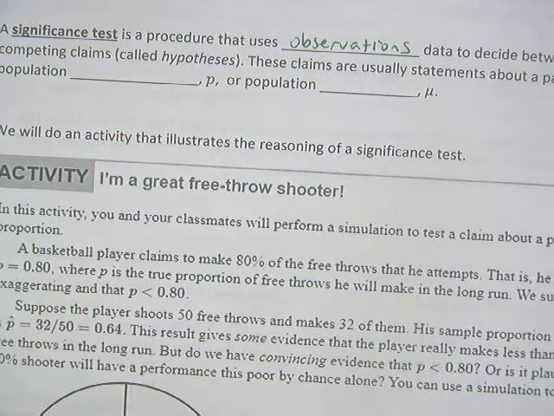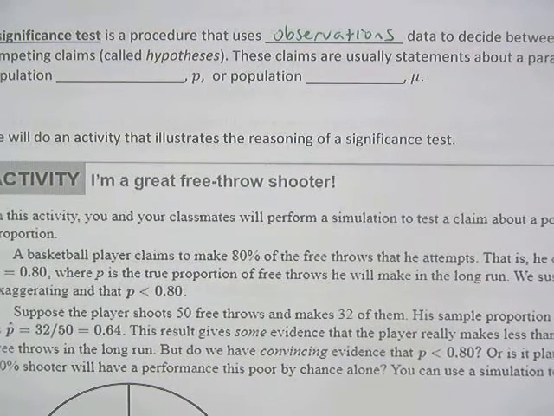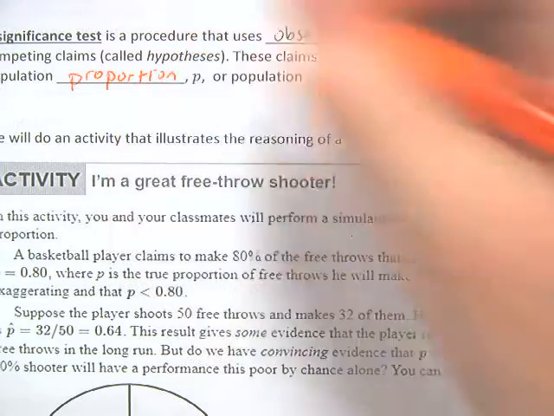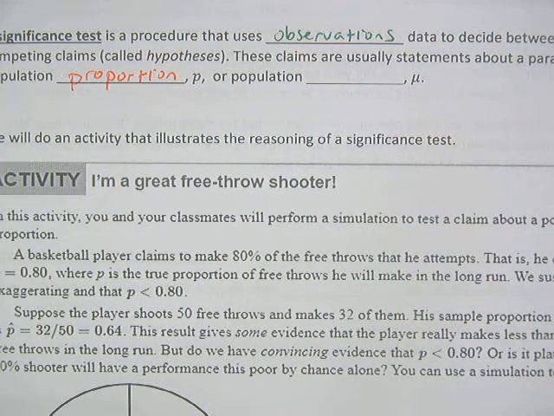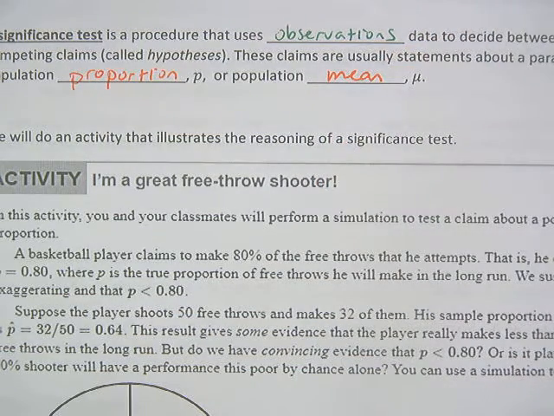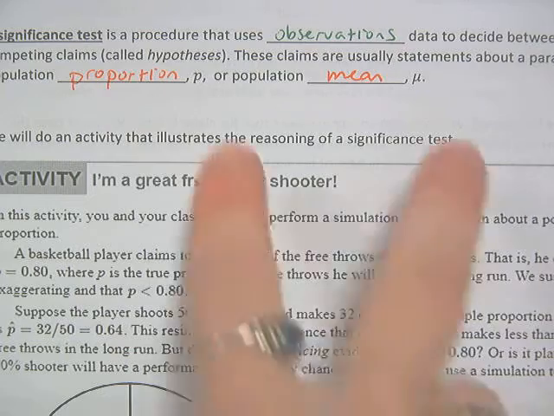So there will be two hypotheses for each question. These claims are usually statements about a parameter. Just like chapter 8, your little pink sheet had a whole dotted box about P, which is the population proportion, and then a whole separate dotted box with formulas for population mean. That's exactly how this chapter will be split up as well. We're going to talk about things dealing with population proportion, and then the latter half of the chapter will be population mean, or mu. Okay?